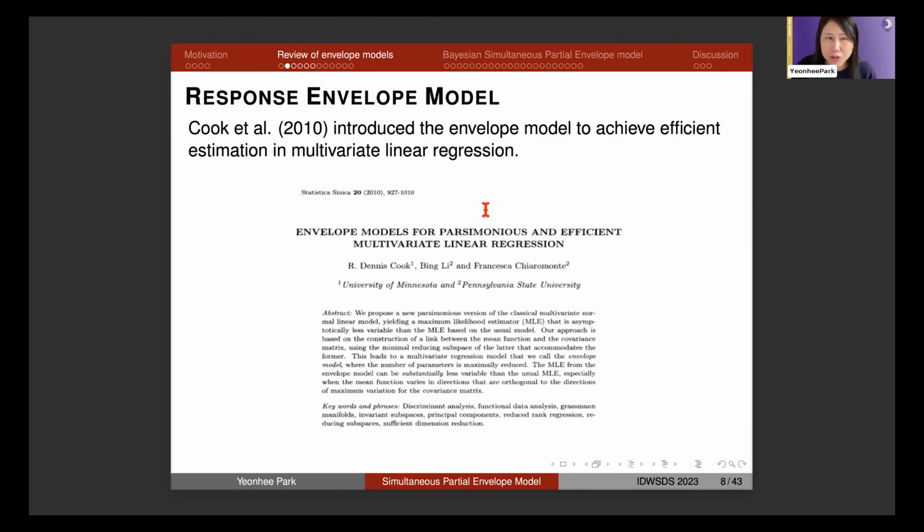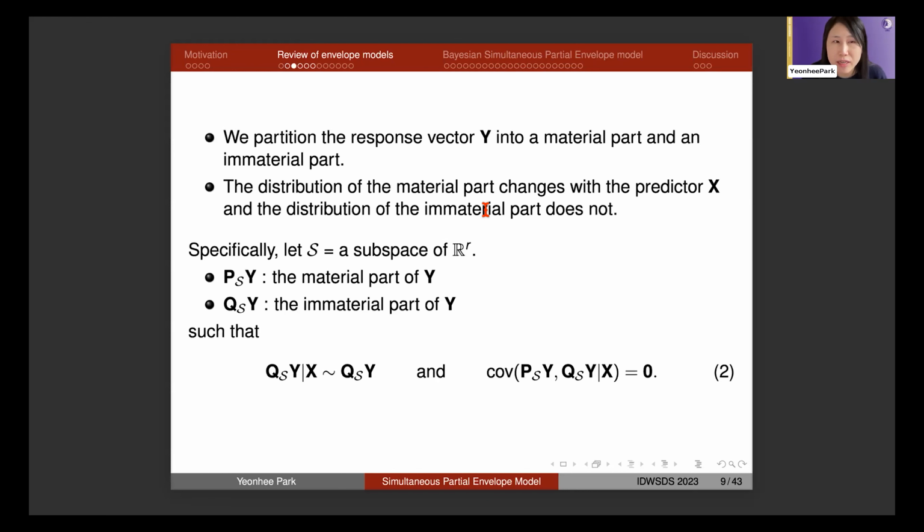To address the issue, the envelope model was introduced in 2010 by Cook and his colleagues. The idea is to partition the response vector Y into material part and immaterial part. We call the linear combination of Y the material part of Y if the distribution of the material part changes with the predictors. Otherwise, it is the immaterial part of Y.